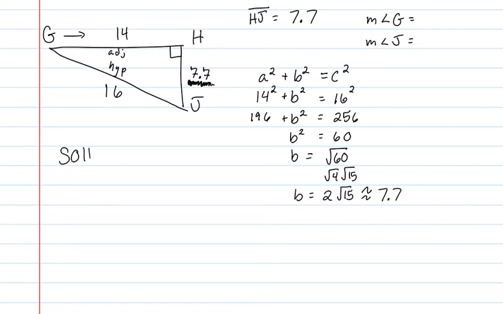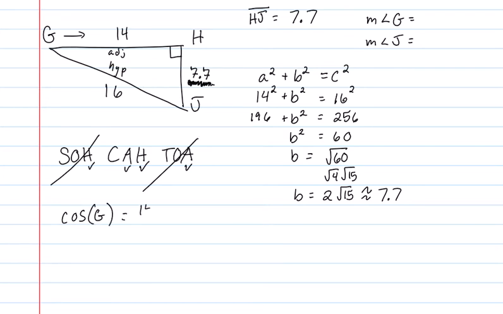So if I look at SOH CAH TOA, which trig function uses adjacent and hypotenuse? Adjacent, hypotenuse. So cosine. If I set up cosine of angle G equals 14 over 16, this means if I take cosine inverse of 14 over 16, that's going to give me the measure of angle G.